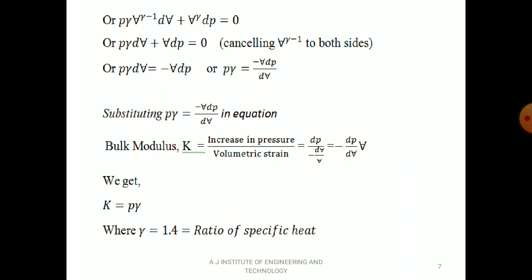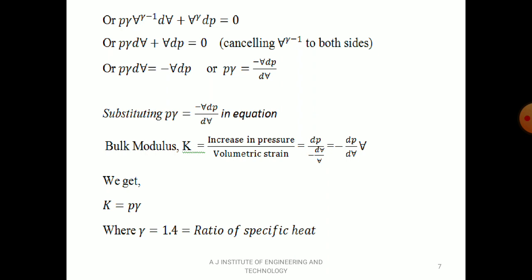So in the first term there is a V to the power gamma minus 1. When you divide by V to the power gamma minus 1, you are going to cancel that term. So P into gamma dV plus V to the power gamma dP divided by V to the power gamma minus 1. So V to the power gamma, you can cancel there. Remaining is V. So P into gamma dV plus VdP equal to 0.